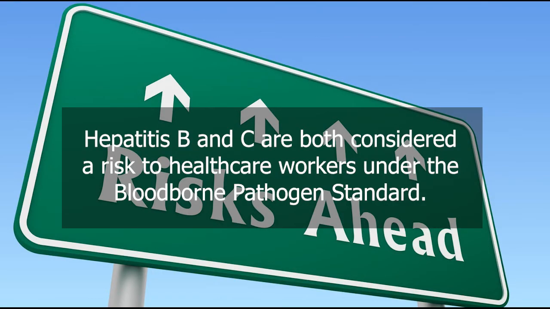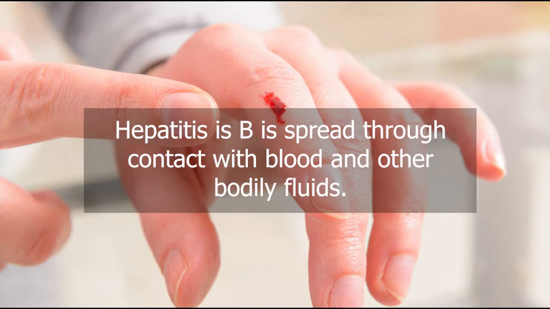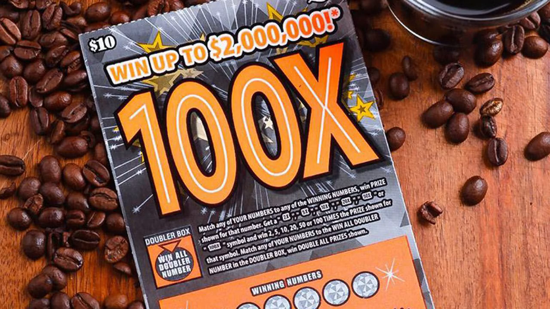On the other hand, hepatitis B and C are both considered a risk to healthcare workers under the Bloodborne Pathogen Standard, so let's take a little closer look at them. Hepatitis B is spread by contact with blood or bodily fluids of an infected person the same way as HIV. It's a resilient, highly contagious virus that can survive on a contaminated object and surfaces for 7 days. And according to the U.S. Department of Health, it's 100 times more infectious than HIV.